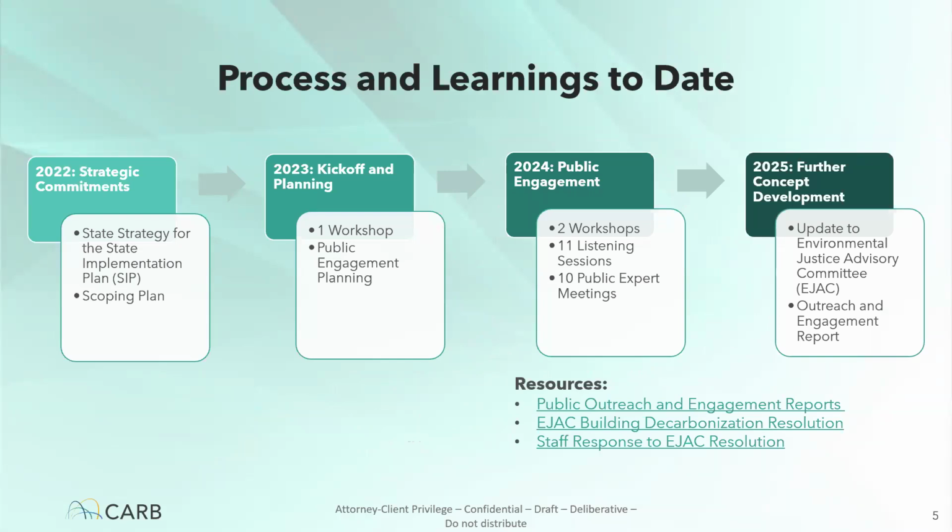Here's a look at our process so far. Since the adoption of the 2022 state SIP strategy and the scoping plan, our team has been actively engaging with the public and interested parties. We've had 3 public workshops, 11 listening sessions across California, as well as 10 technical feedback meetings with public experts. We've also engaged with CARB's Assembly Bill 32 Environmental Justice Advisory Committee, whose recommendations help inform the design of our revised regulatory proposal with the goal for it to be implemented equitably.